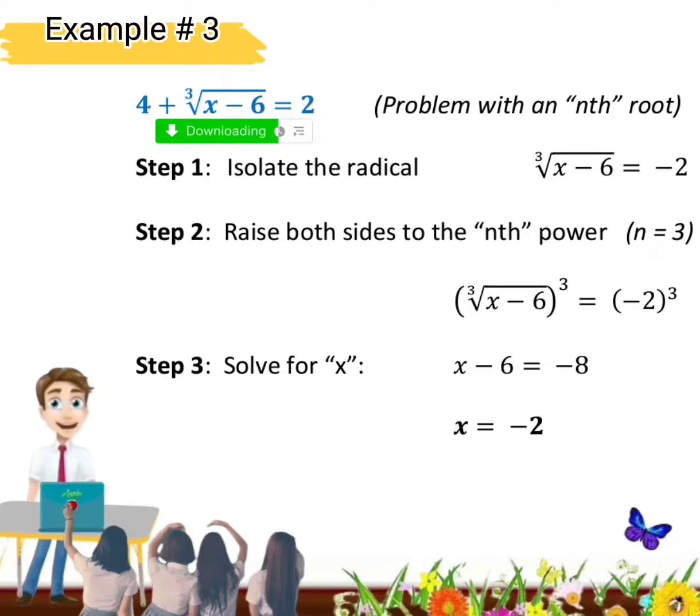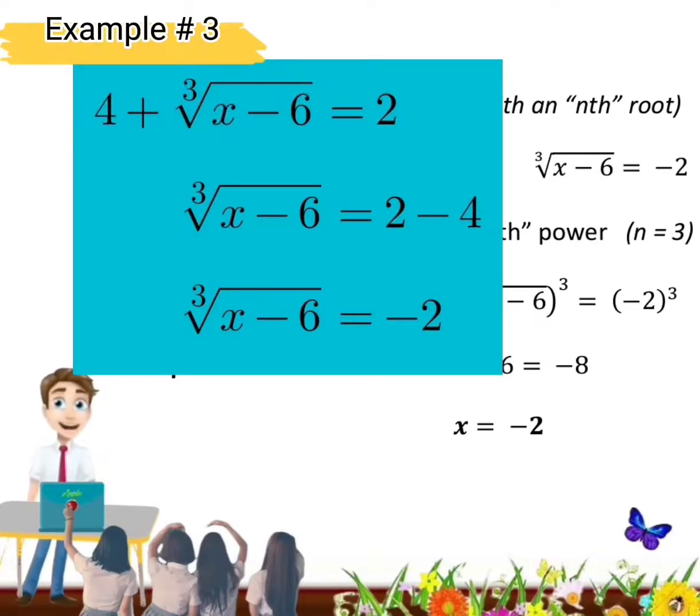So in solving this type of problem, it is just similar to solving a radical equation with an index of 2. And of course, the first step is to isolate the radical. So we are going to move positive 4 to the right side of the equation, and when we move it to the other side, we should not forget to change the sign. So it will become cube root of x minus 6 equals 2 minus 4. That's why we have cube root of x minus 6 equals negative 2.